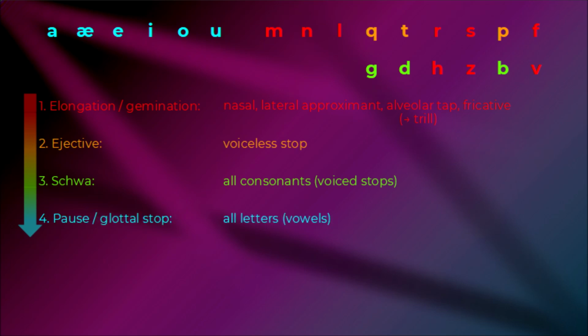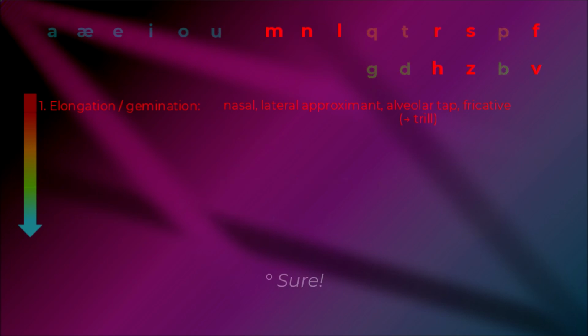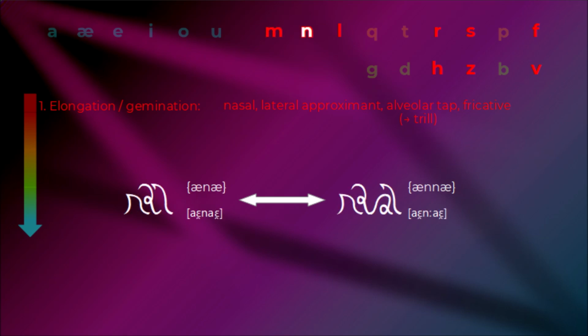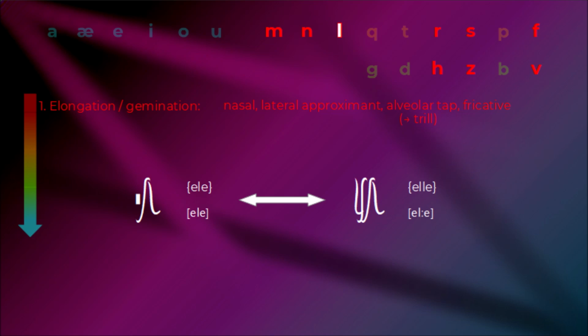What does it sound like? Want to repeat after me? Allora, the word on the left is ama, amma, the word on the right is amma, amma. Very good. Next one. On the left we have ainai, ainai, and on the right, ainai, ainai. Yep, that's it. An example with the letter L. Elle, elle. The next one is the alveolar flap, r, which turns into a trill, r.